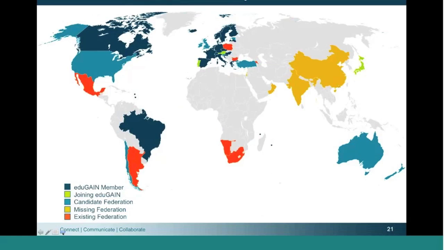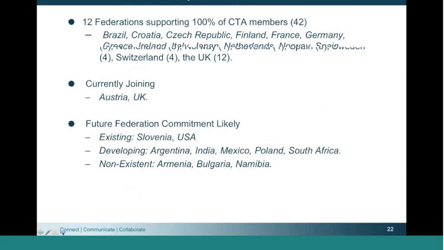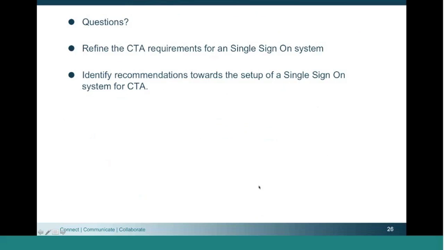One more question. Yeah. Okay. What policies are? You say that EduGAIN is a set of policies.